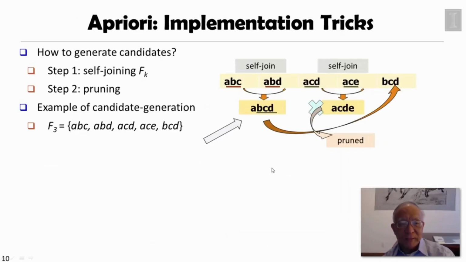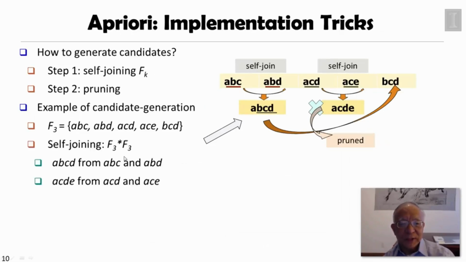The concrete implementation actually involves self-joining and pruning. Self-joining goes like this. We get ABC, ABD. The first 2 are the same, and the third one is different, so we generate this candidate set. A similar thing, we get ACD, ACE. The first 2 are the same, the third one we get them together, and we get this candidate set.